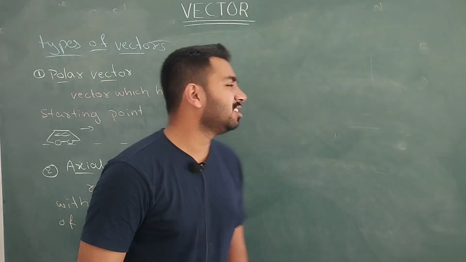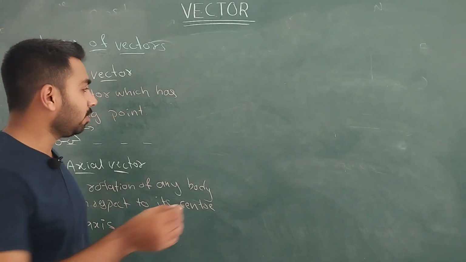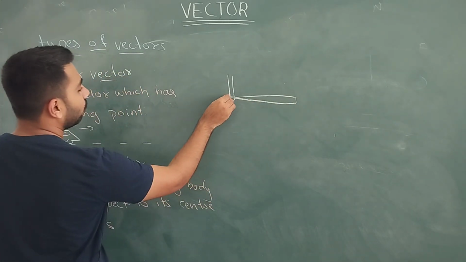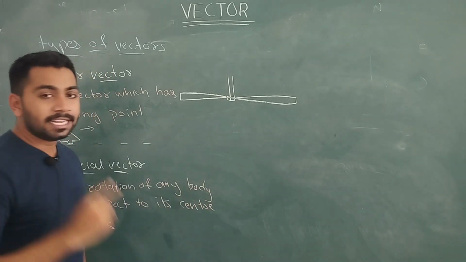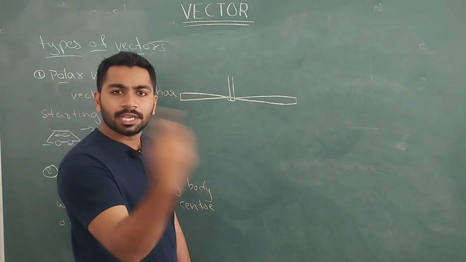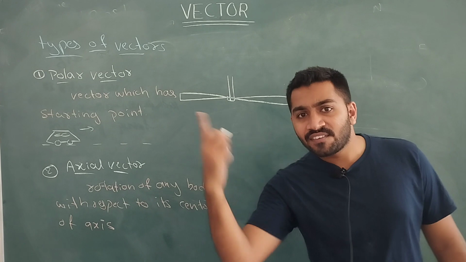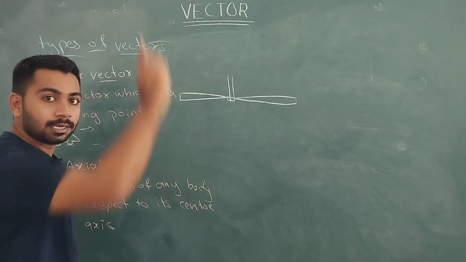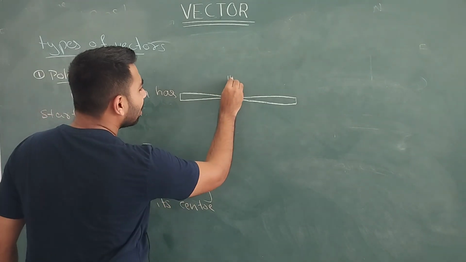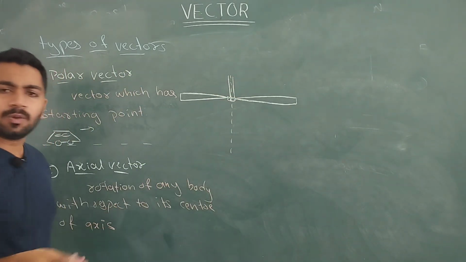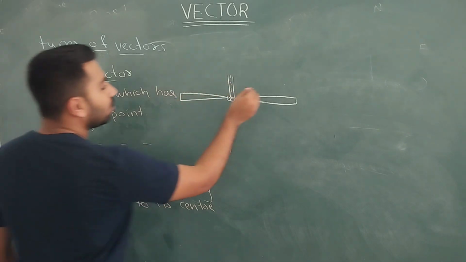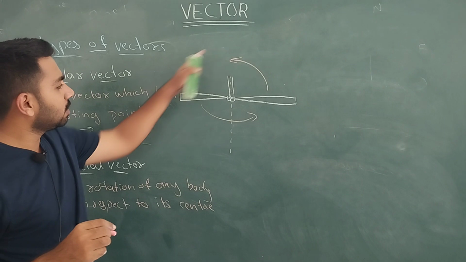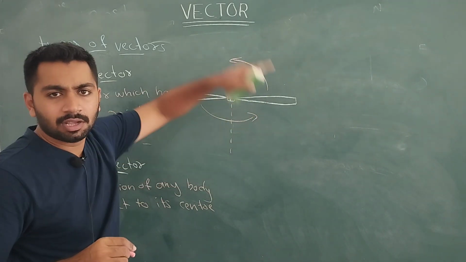It's just a simple thing. In your home, there is a fan. It is rotating at one center. It is only one center. The fan is rotating like this. This is axial rotation.